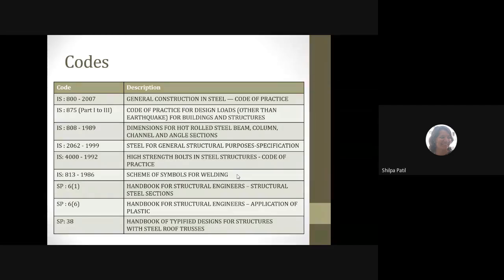So what are the types, what are the symbols to be used, and their specifications, you can find out in IS 813. SP61, as I have told, gives the various properties of steels or structural steel sections. SP66 is related with plastic analysis.